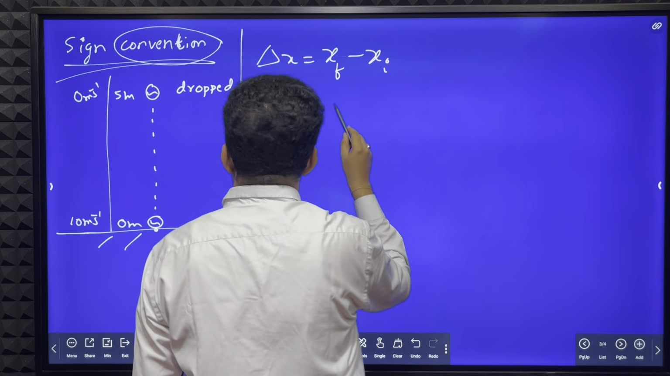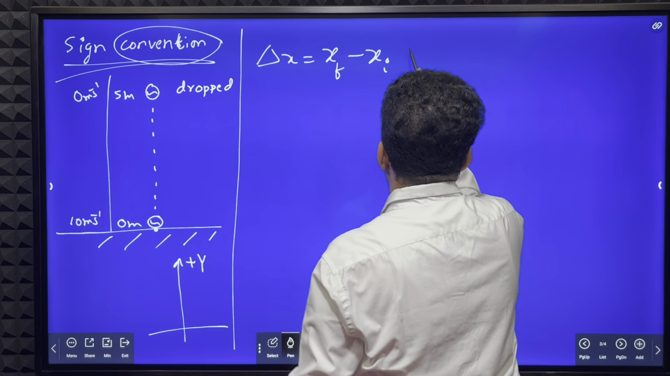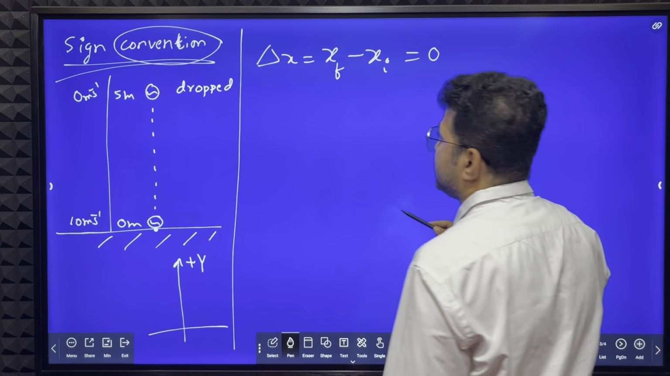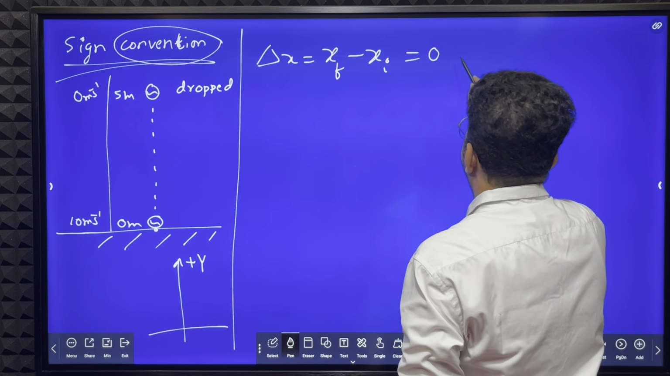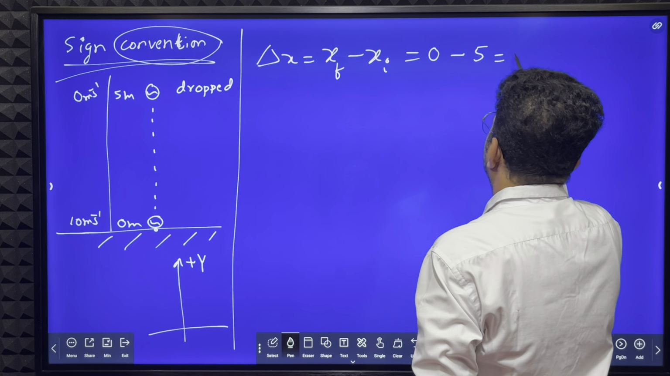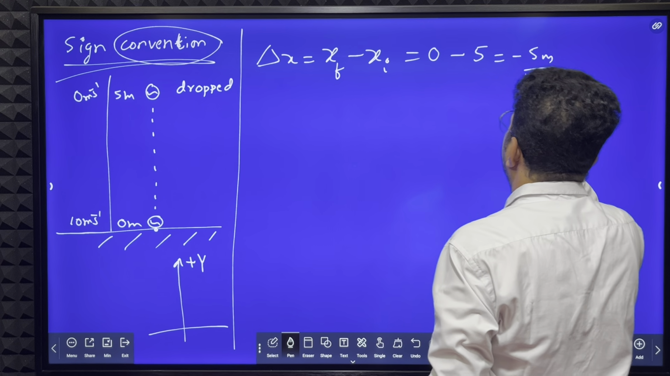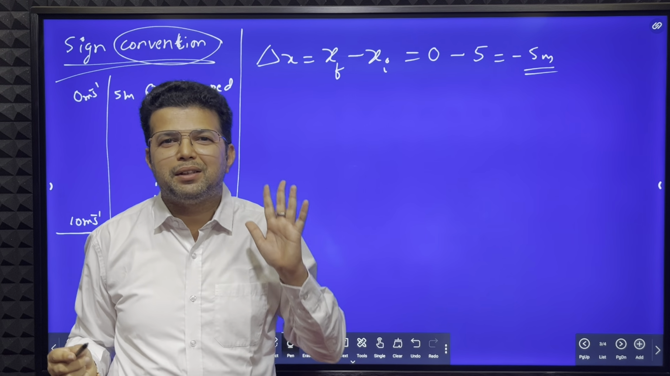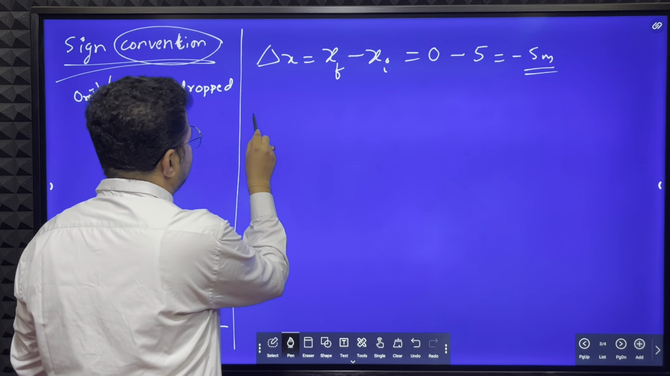What is the final position? The final position of the ball is 0. What is the initial position? The initial position is 5 meter. So what is the displacement? Displacement is equal to minus 5 meter. The ball is coming downwards, so displacement is negative. Then, what is velocity?